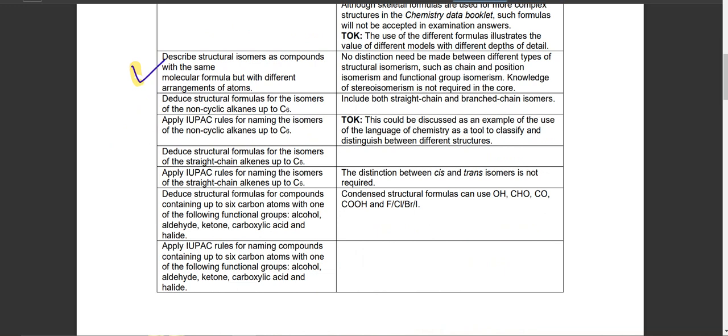Now this one is talking about structural formula again. I'm not going to repeat it. This is structural formulas again, but this one is functional group. This is new. Later we'll talk about alcohol, aldehyde, ketone, carboxylic acid, and halide. You Google it, you'll find out what the functional group of that is. Later I'll show you. But for now, the remaining is about naming.